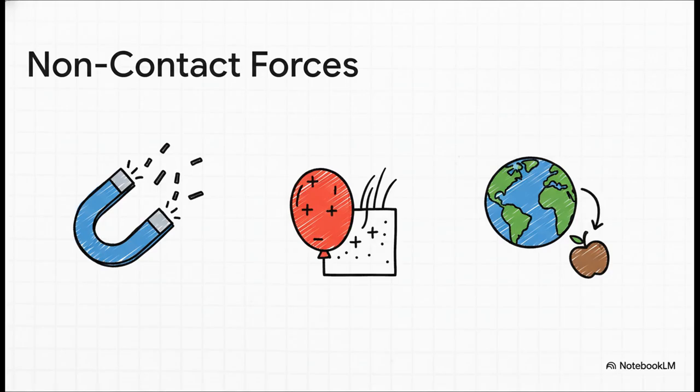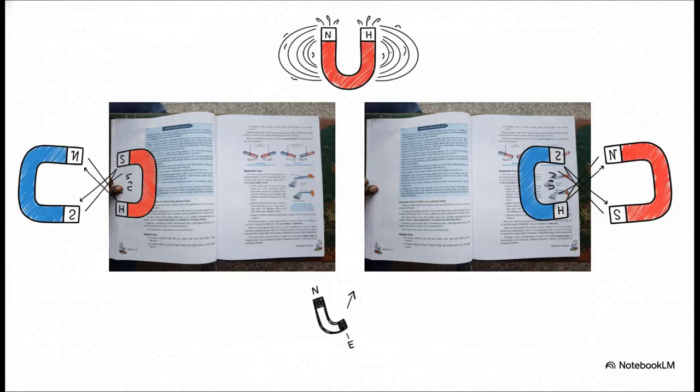Okay, onto team non-contact. These are the forces that act at a distance. The action at a distance crew. The three big ones you need to know are magnetic force, electrostatic force, that's like static electricity, and of course the big boss of them all, gravitational force, the one keeping our feet on the ground. And you've definitely felt this one before.